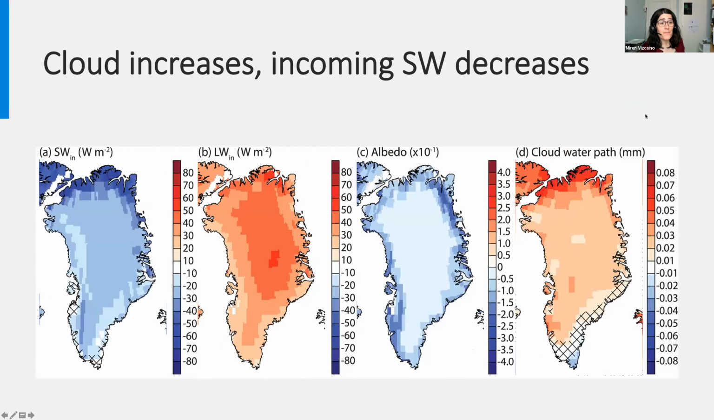Okay, the incoming shortwave by the end of the simulation is less than in the pre-industrial control, and this is because Greenland is much more cloudy. The longwave incoming is increasing very much. The albedo is going down, yeah, as these ablation areas are expanding.